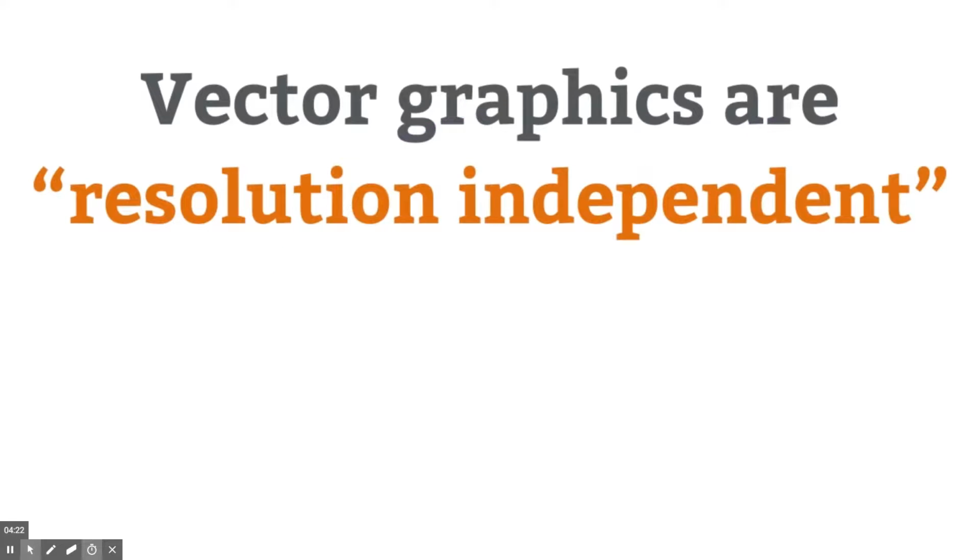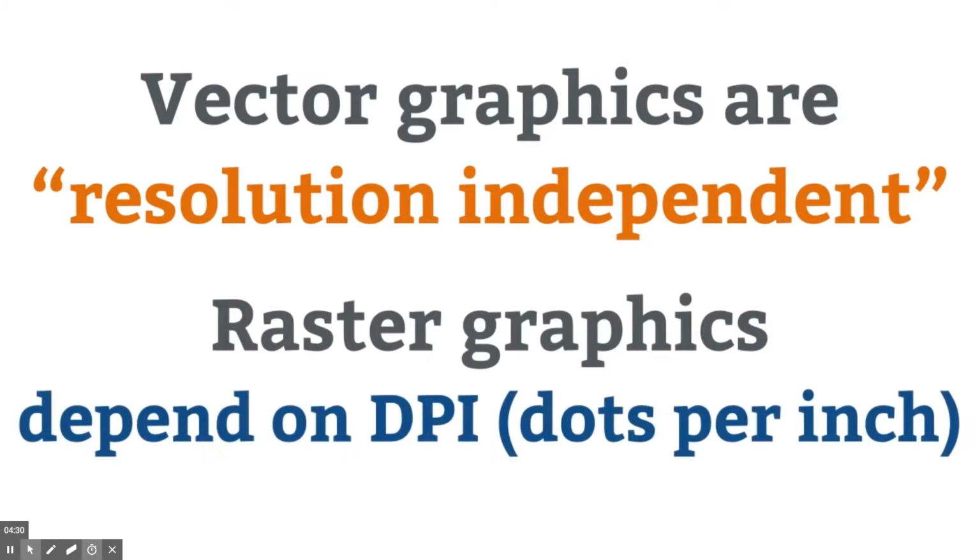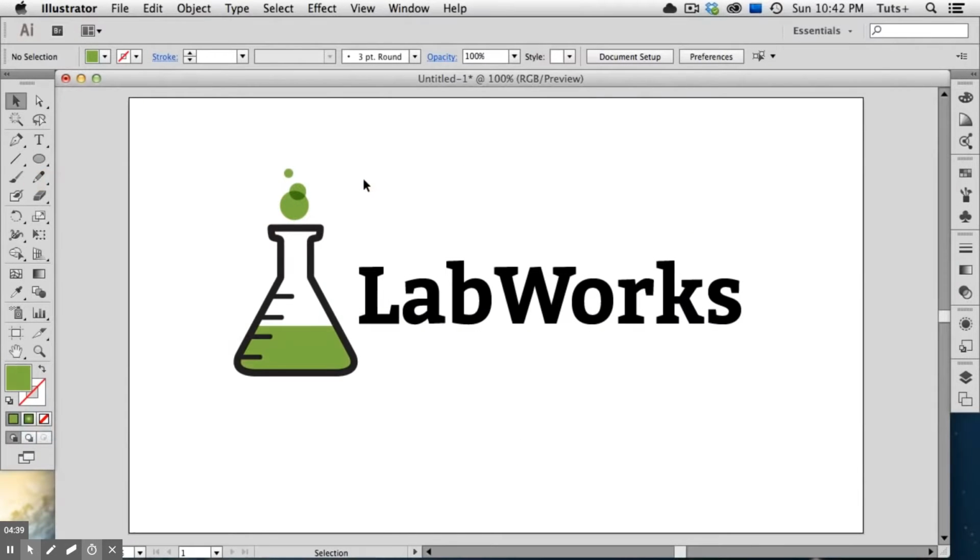Because vectors are mathematically described, they are resolution independent. This means they don't rely on DPI, or dots per inch, for their quality. A raster image has to have a certain pixel resolution in order to look good. Here's what I mean. I have a logo open in Illustrator. We're viewing it at 100% magnification, and it's a vector file, as you can see by the paths.